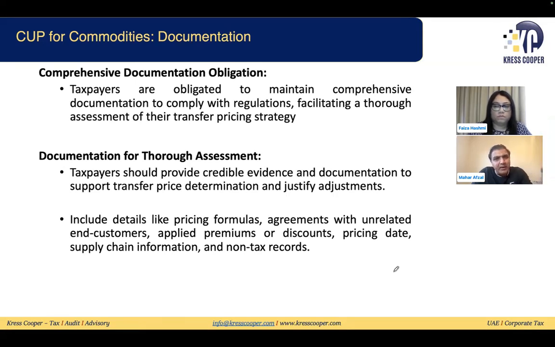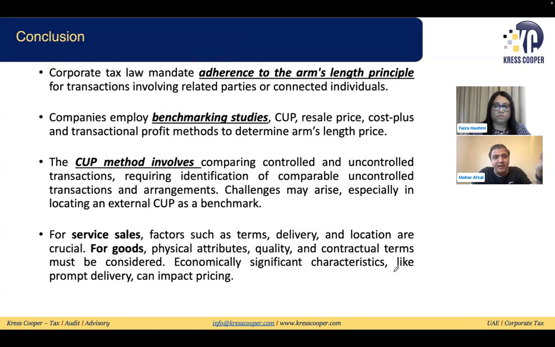Why have you applied CUP? You need to provide justification as well. Why have you not applied the rest of the 4 methods? We need to maintain this justification as well. So we need to maintain thorough, complete, comprehensive documentation for the FTA to come and go through the record to make sure that everything is as per the arm's length price and very transparent. So we need to maintain the proper documentation.